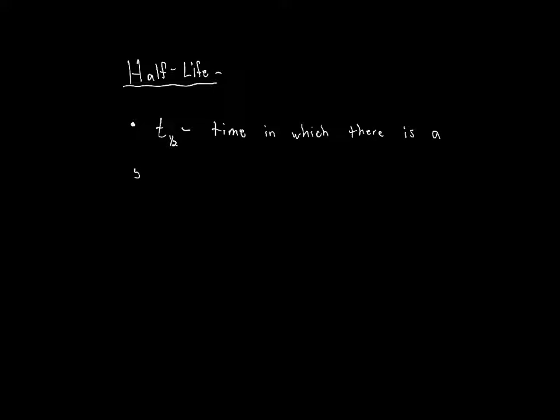And one of the last primary uses of radioactivity is in studying something called half-life. So half-life, we typically represent with the letter T, with a little 1/2 subscript next to it. And this is the time in which there is a 50% chance that a nucleus will spontaneously decay. And we can write this in equation form and figure it out.